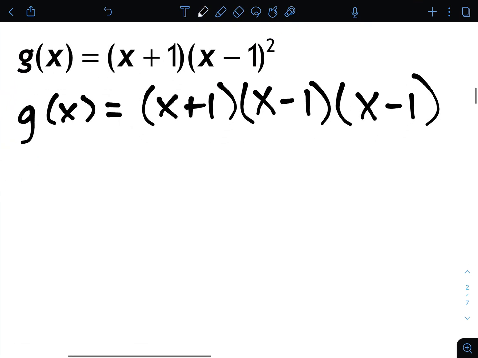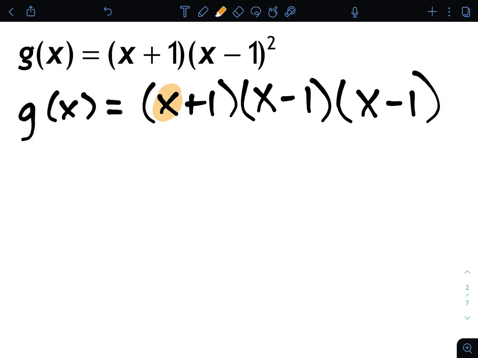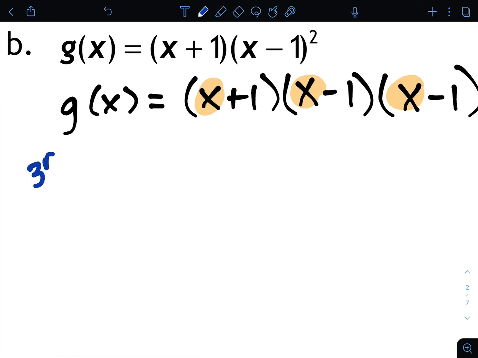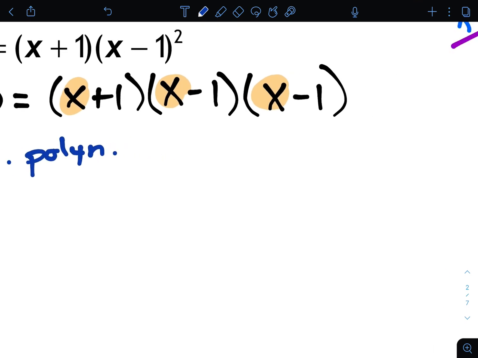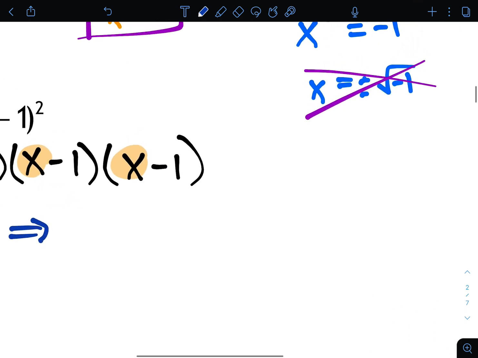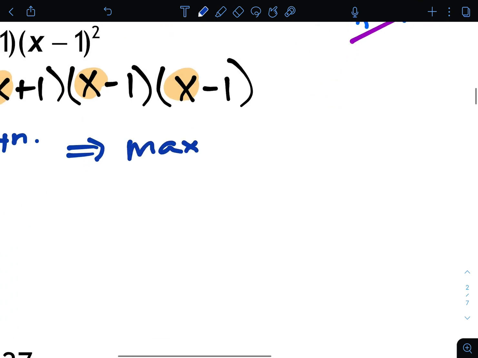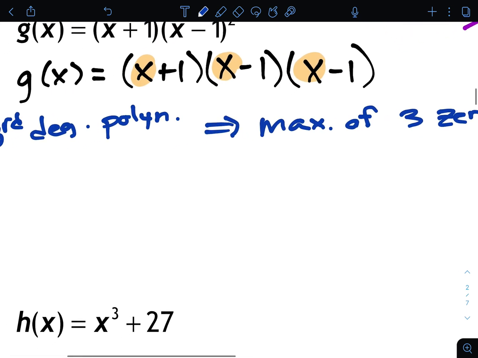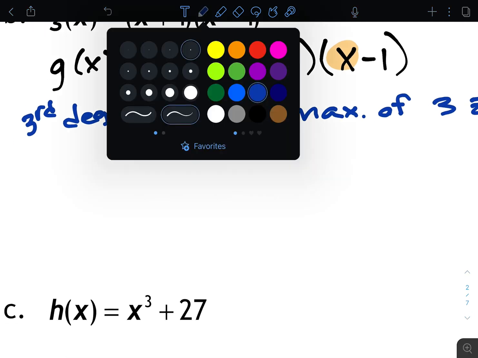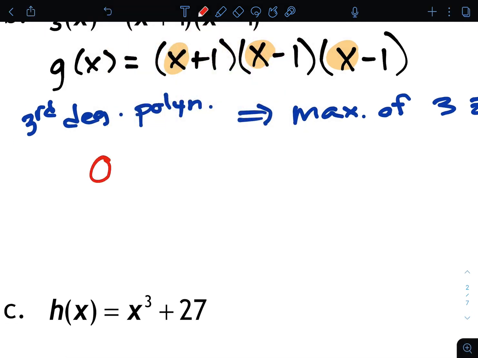Now if I look at my function, if I multiply 3 x's together, I would get an x cubed. So I know this is going to be a third degree polynomial, which tells me I can have a maximum of 3 zeros. All right, and I can solve for what those zeros are by setting the function equal to 0.